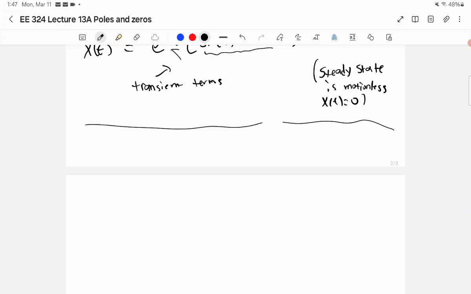And your fixed point doesn't have to be at 0, because when you add in the inputs to the system, it may change where the fixed point goes, right?